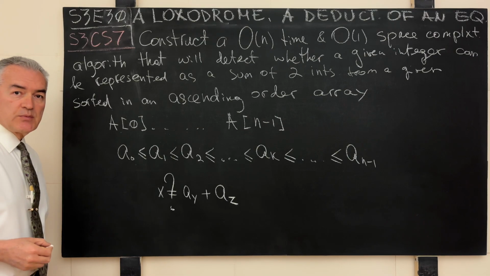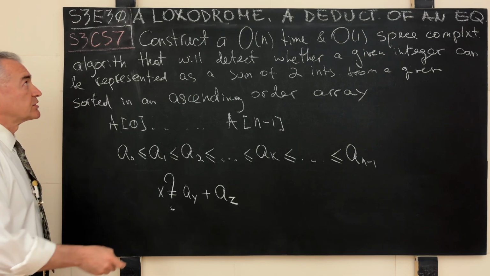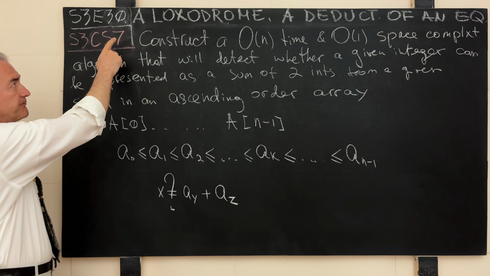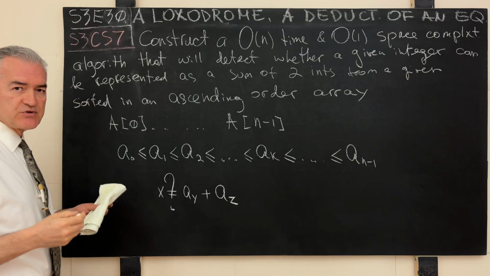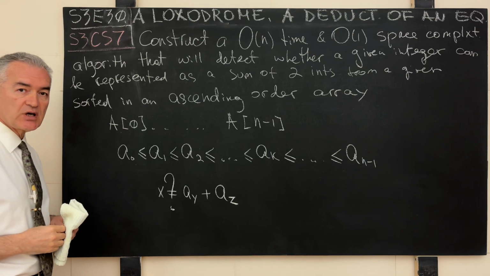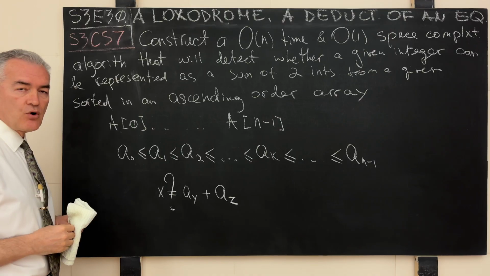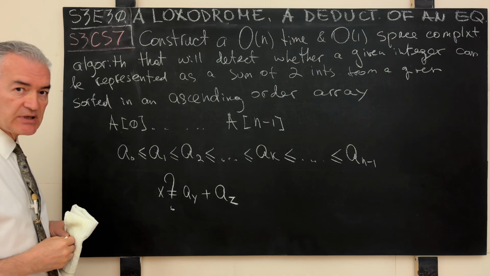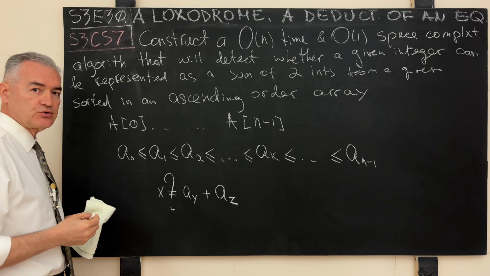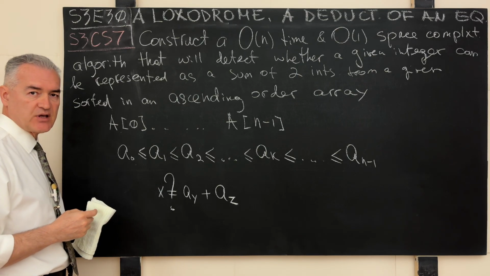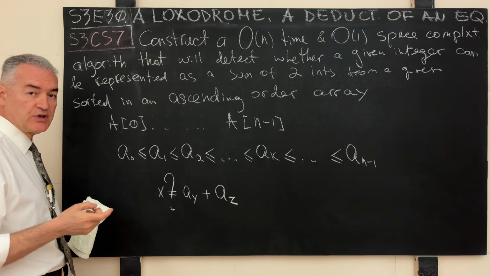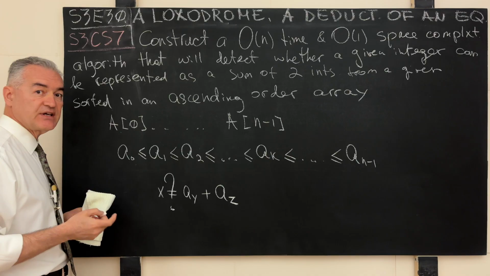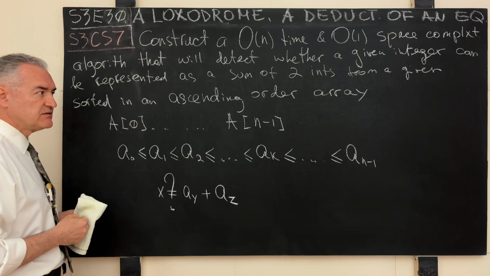And our next challenge will be a problem in computer science numbered S3CS7, Season 3 Computer Science, problem number 7. The objective of this problem is to construct a big O of n time and big O of 1 space complexity algorithm that can be used in order to detect whether an input integer can be represented as a sum of two integers taken from a sorted in an ascending order array.